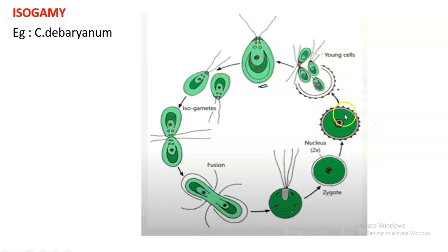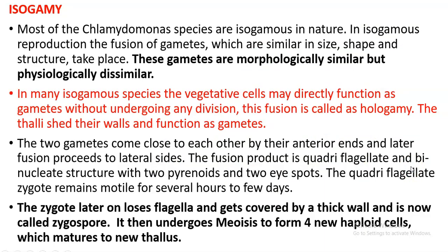Now this zygospore will undergo reduction division, or meiosis, to release haploid cells. These haploid daughter cells will mature into parent thallus. So this happens in Chlamydomonas species like Chlamydomonas debarianum, and is an example for isogamy. Now coming to the notes of isogamy, you can read this, everything I have explained.